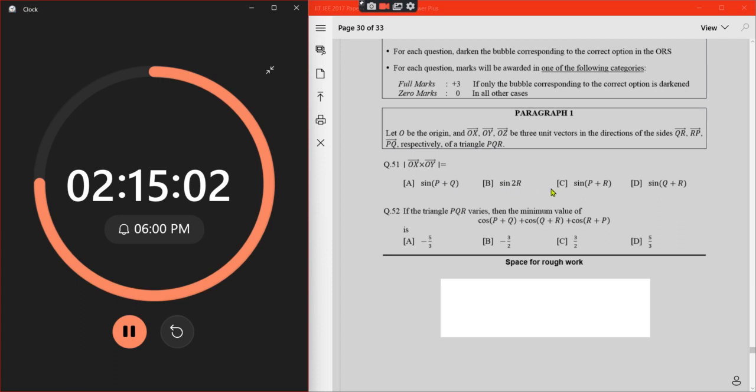Sine of 2R, no. Sine of P plus R, no. Sine of Q plus R, no. So A is correct. P1 ka A.